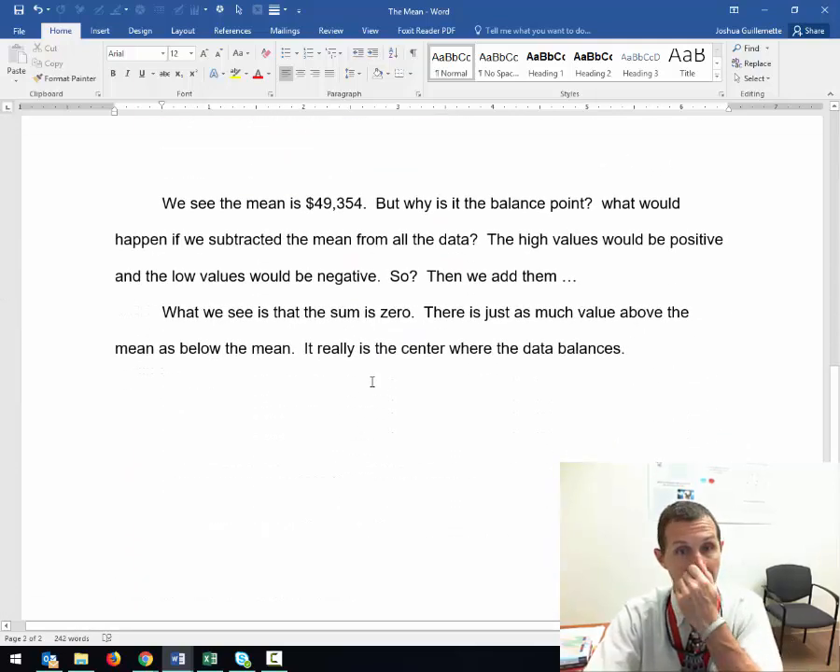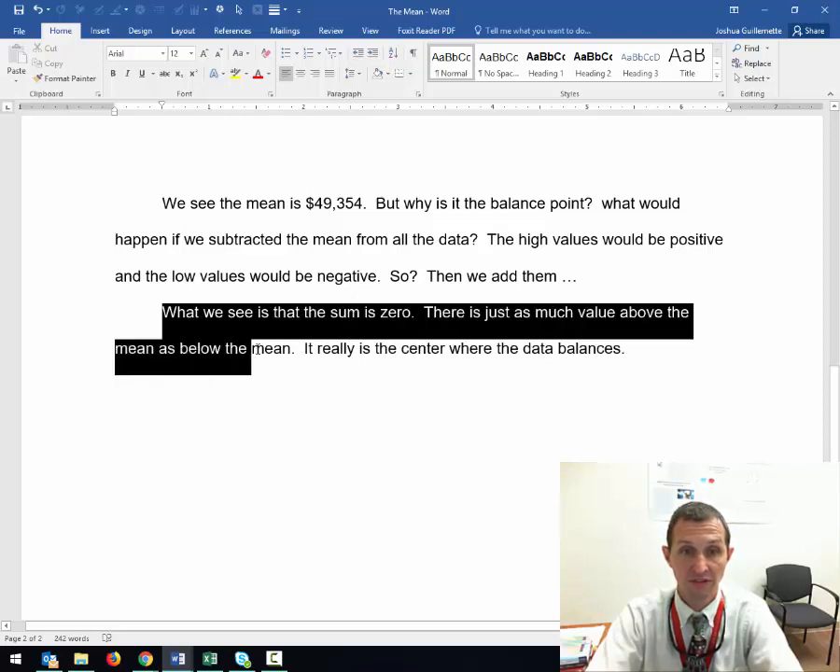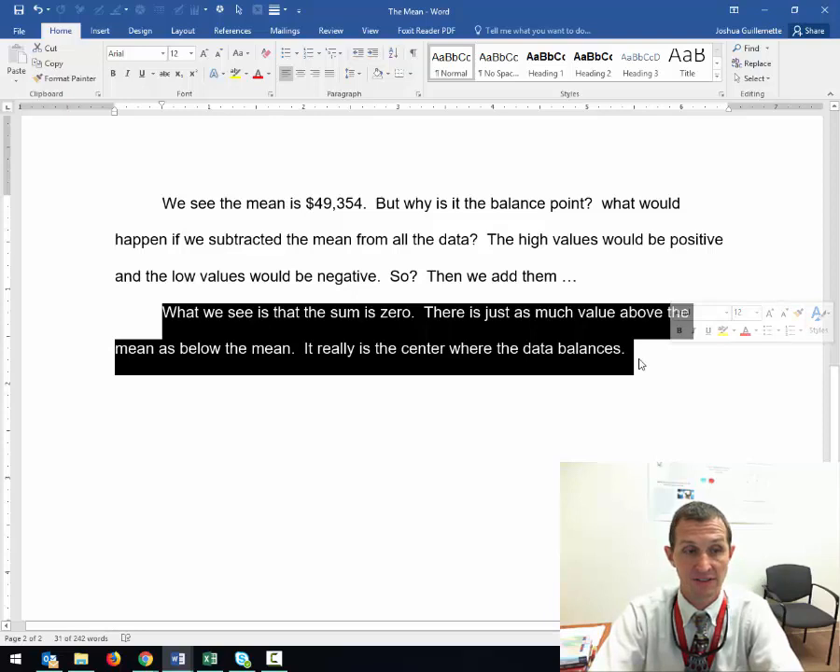And so that is the balancing point. We see that the sum is 0, and there's just as much value above the mean as below the mean. And so this is where the data balances. And this is why we use the arithmetic average.